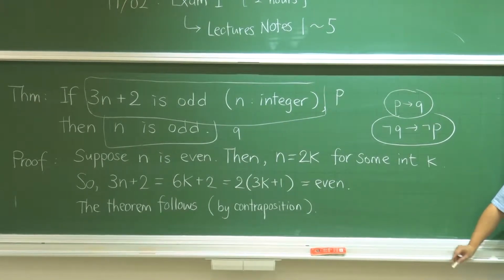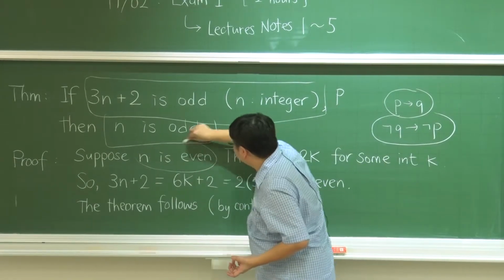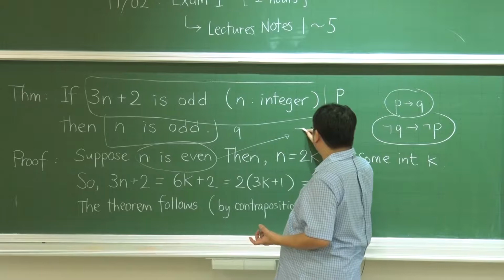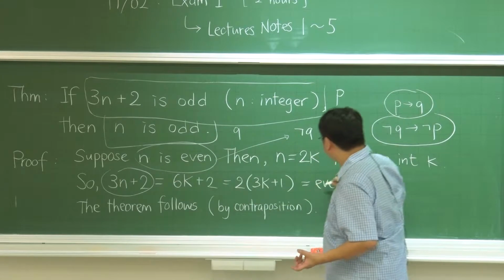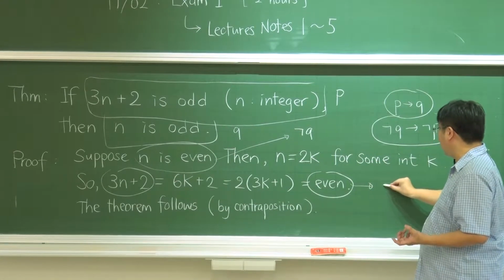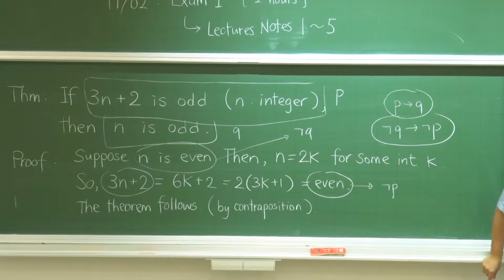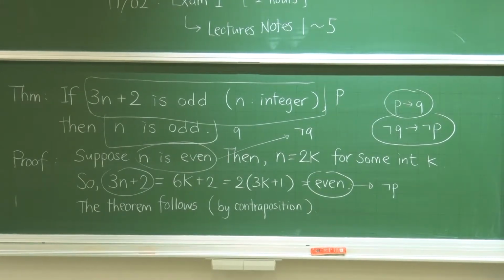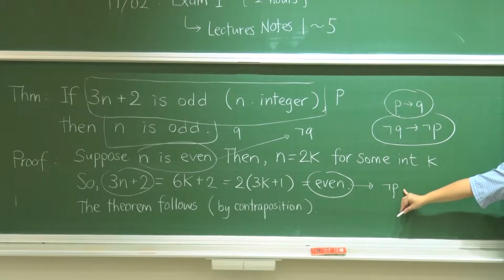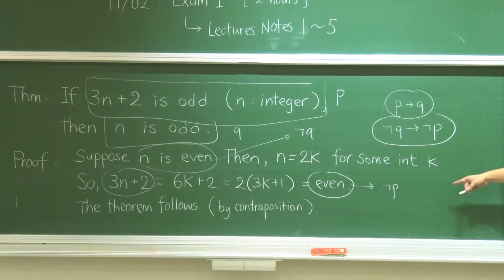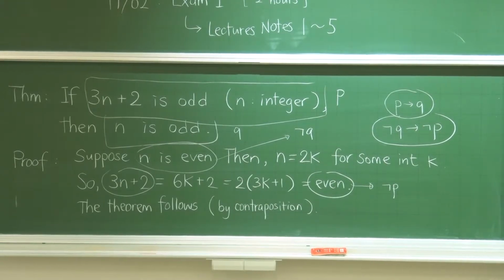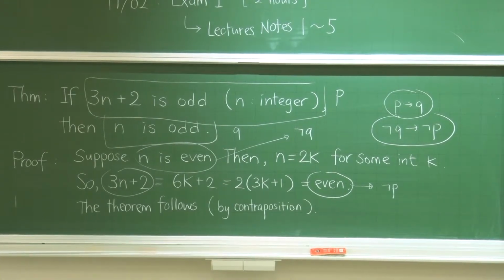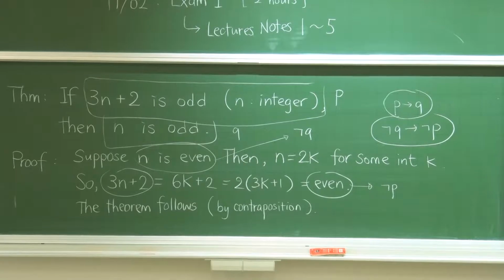Is that okay? So here, if you look at this, this part is not Q. And in the end, we will have 3n plus 2 is even. This is not P. Is that okay? So at this moment, we have actually started with not Q and arrived at the conclusion of not P. So we've now shown that not Q implies not P. So we can conclude that this theorem is correct by contraposition. Okay, now this is the first proof.